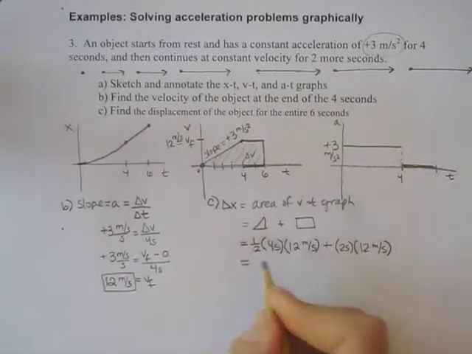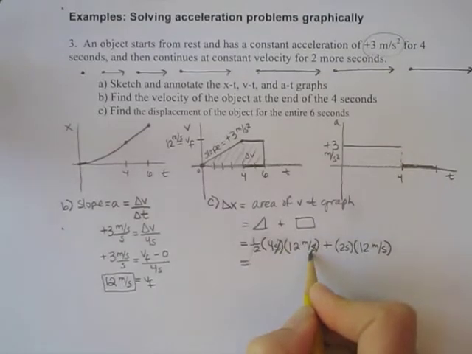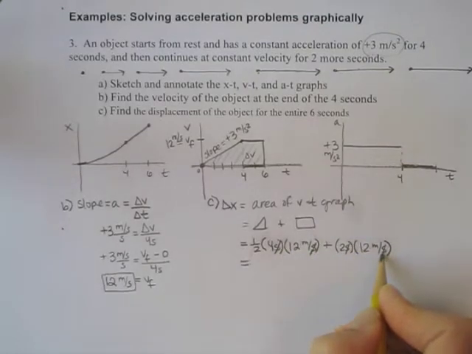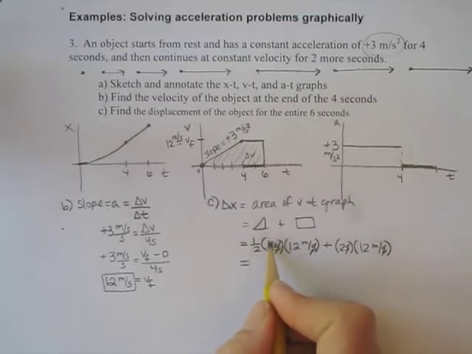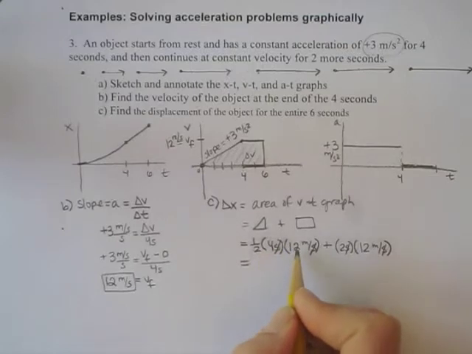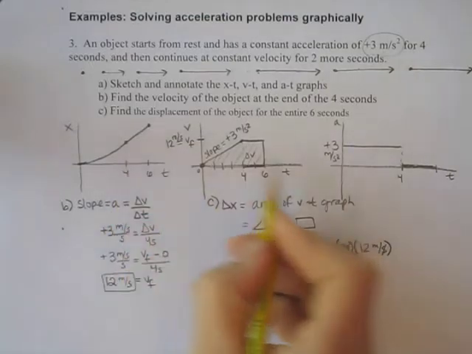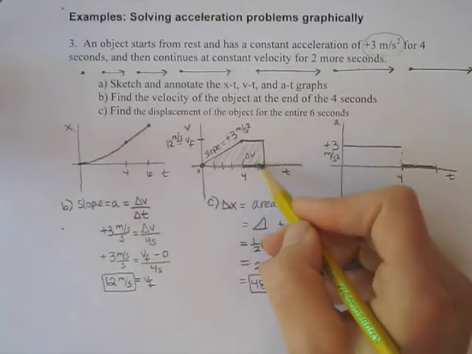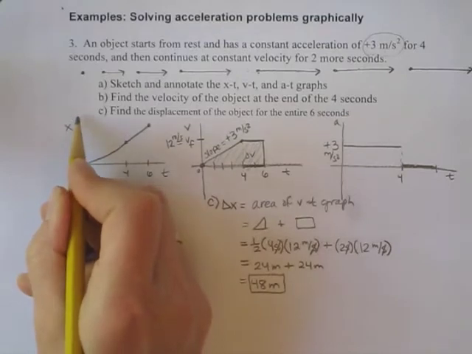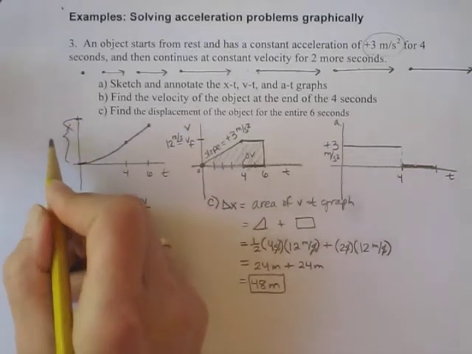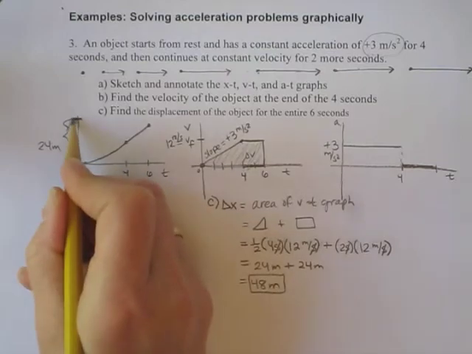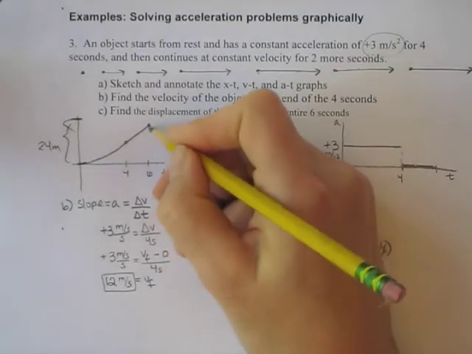The seconds are going to cancel here, and the seconds cancel here as well. So we have units of meters and meters. And 4 divided by 2 is 2, times 12 is 24, so 24 meters plus 24 meters gives us a displacement of 48 meters. So on the graphs, the 48 meters would be this entire area. It also would be this displacement here. So if it started at the origin, it would be at positive 48 meters at the end of the 6 seconds.